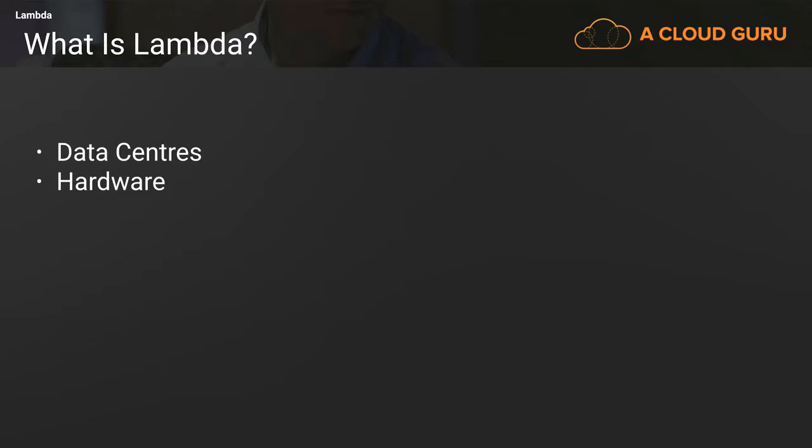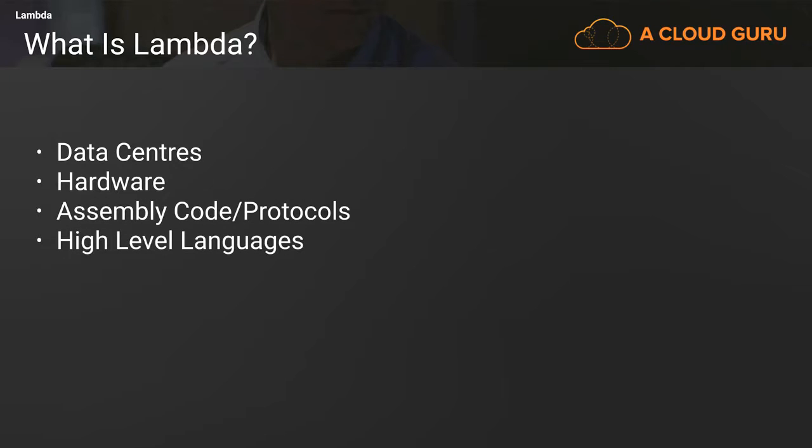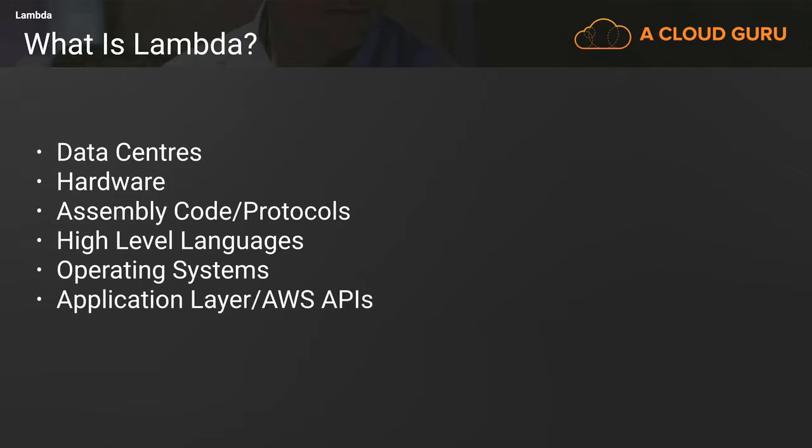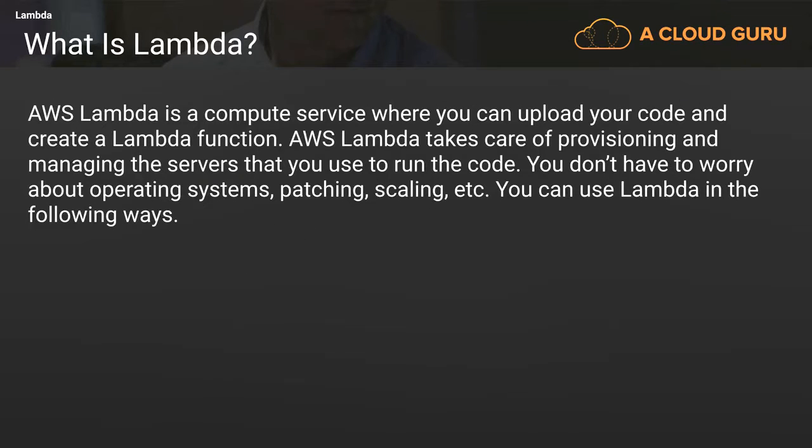So what is Lambda? Well, Lambda is basically encapsulating your data centers, your hardware, your assembly code and your protocols, all your high-level languages, all your operating systems, all the application layer and AWS APIs. It is all encapsulated by AWS Lambda. So you don't have to worry about managing any of it. You literally, all you have to worry about is your code.